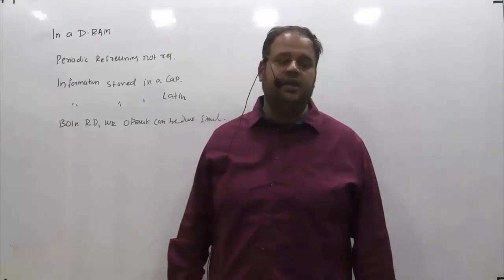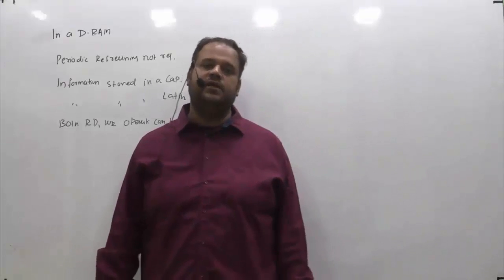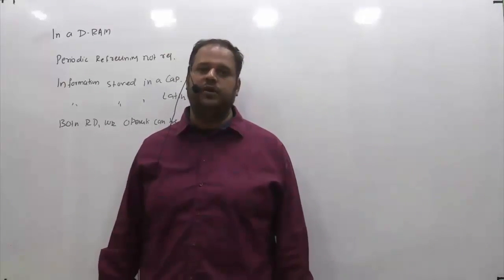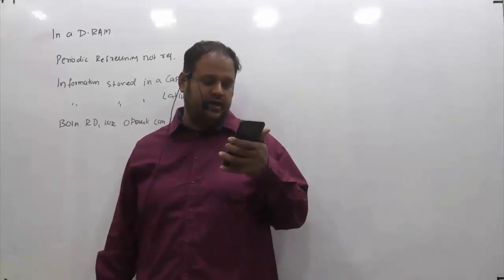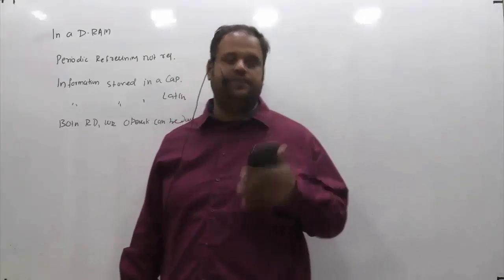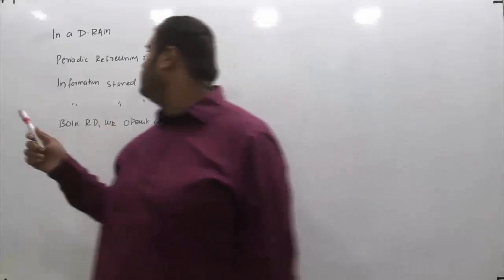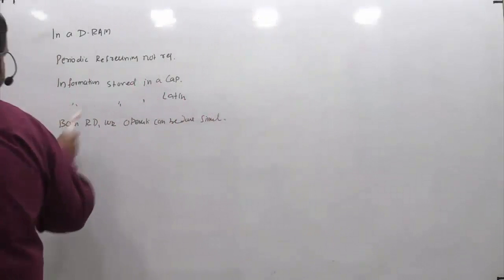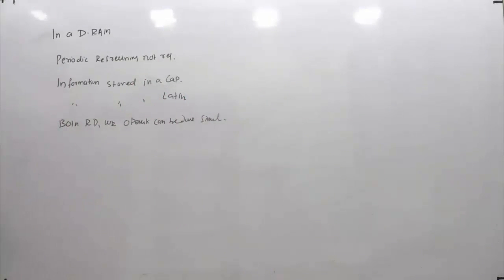This question was asked in GATE 2017 of electronics. It is from digital subjects, from the semiconductor memory topic. The given question is: in a DRAM, four options are given. The options are: periodic refreshing is not required, information stored in a capacitor, information stored in a latch, and both read-write operations can be done simultaneously.